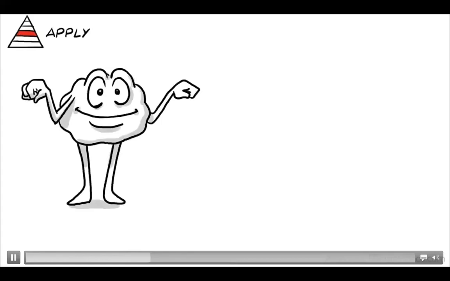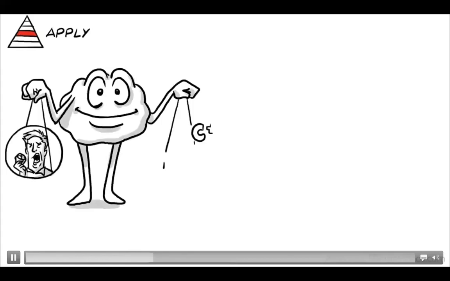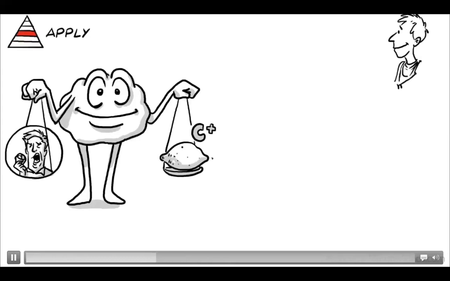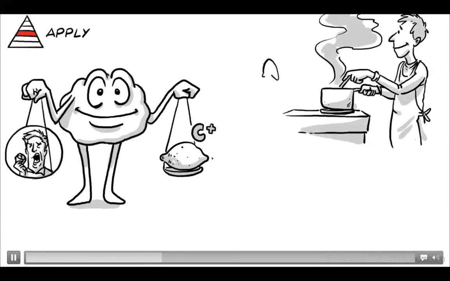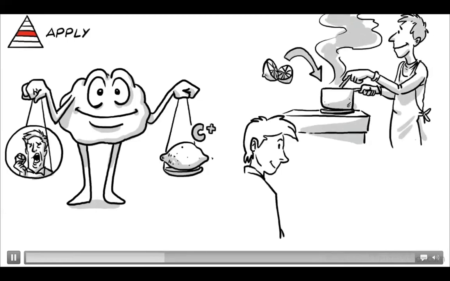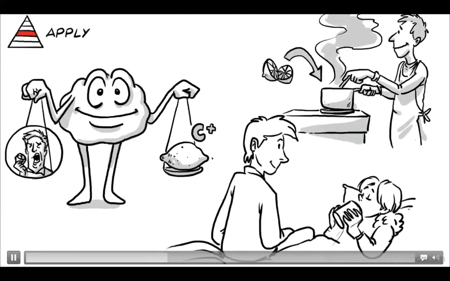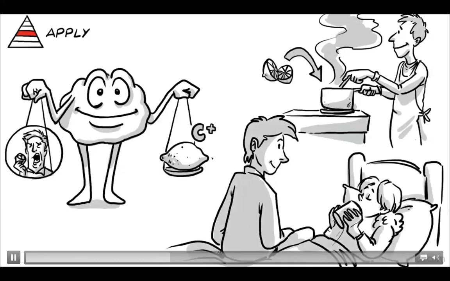On the third level, we apply what we know. We've understood that while lemons are sour, they are also a great provider of vitamin C. To apply this knowledge in a meaningful way, we could boil a lemon into hot water and add some honey. Then serve this hot lemon to our sick sister who's in need of treatment.